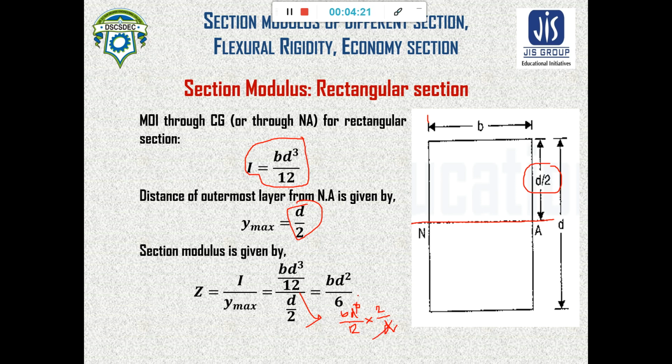By division, one d from d cube cancels out, giving b d square, and 2 and 12 cancel out, giving 6. So that gives us the equation Z is equal to b d square by 6. So the section modulus for a rectangular section is given by b d square by 6.